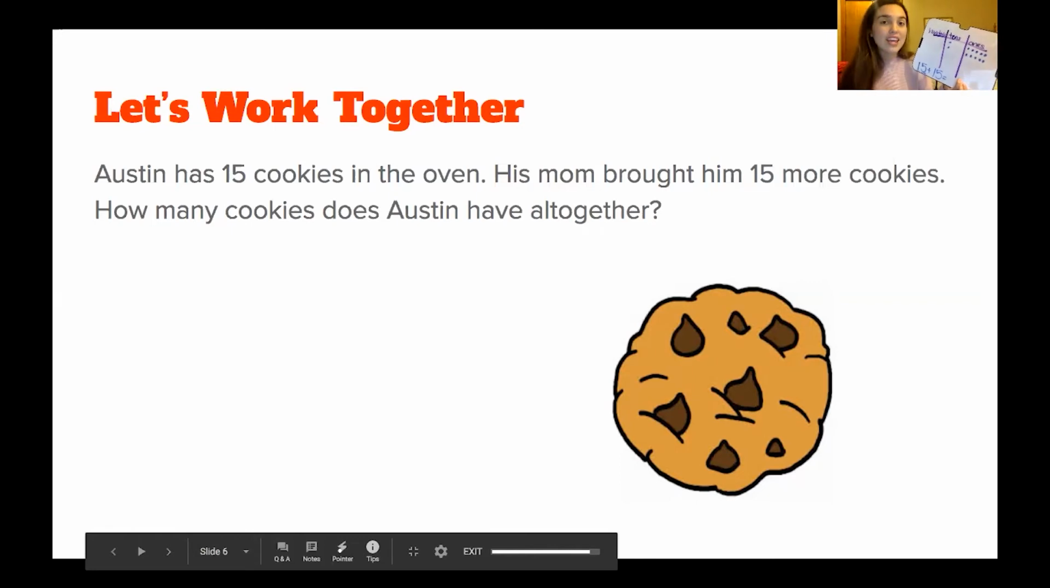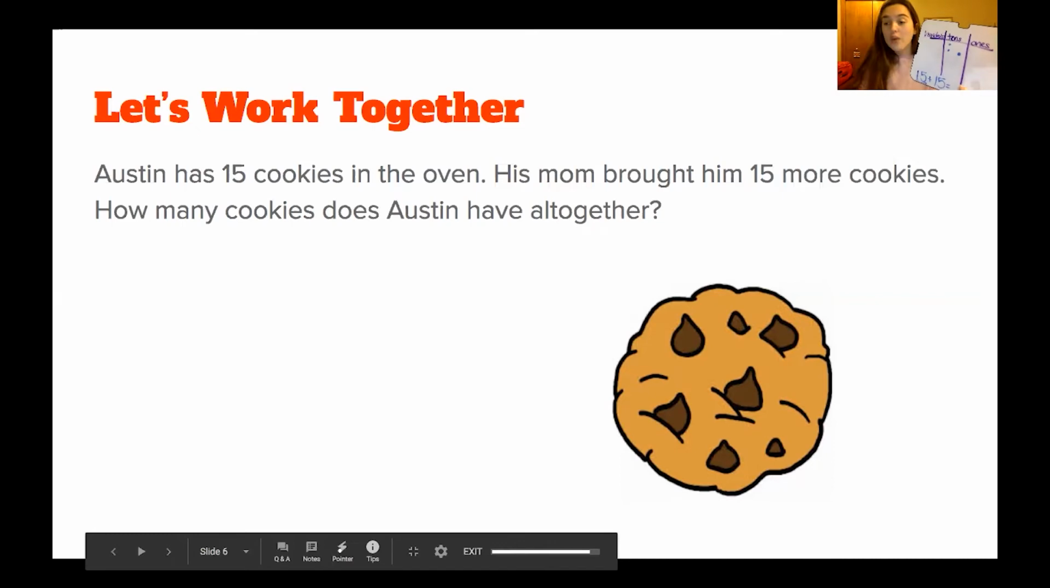Let's see if we can count the ones to make another group of 10. 1, 2, 3, 4, 5, 6, 7, 8, 9, 10. Wow, we have 10 ones. And because of that, we can actually erase all of the ones over here and just put one dot in our tens column to represent that group of 10.